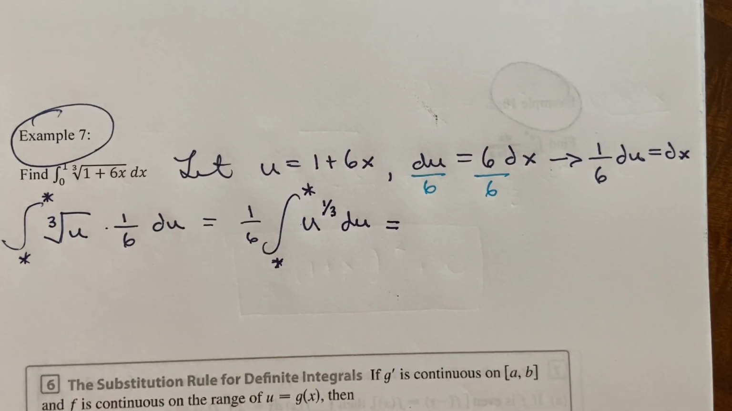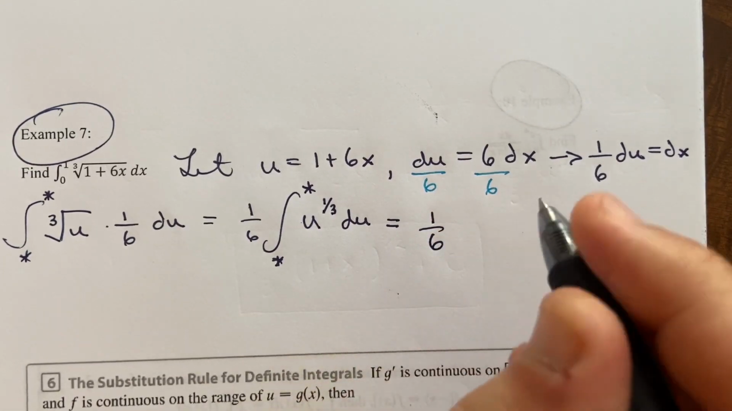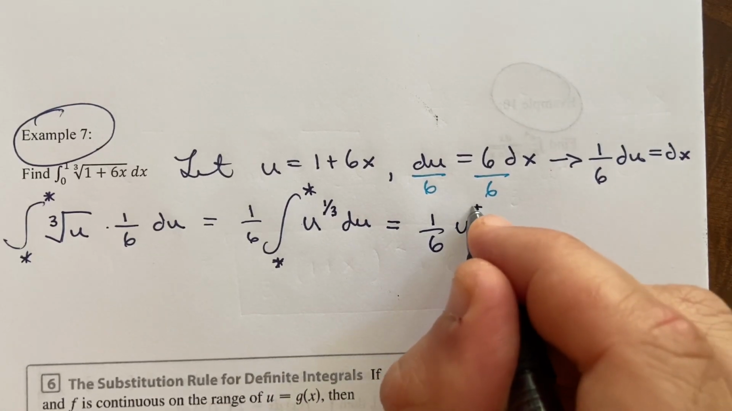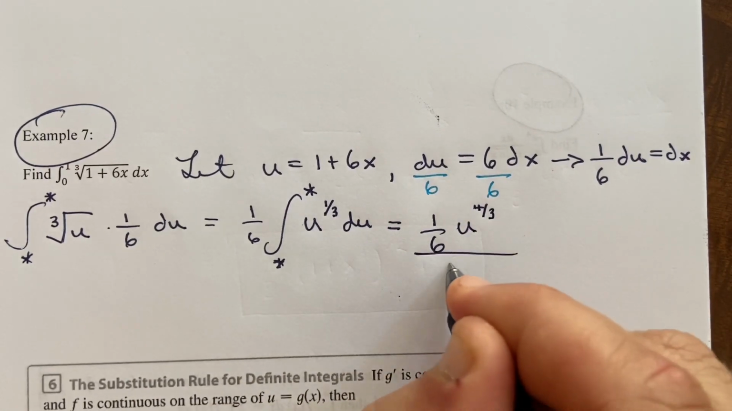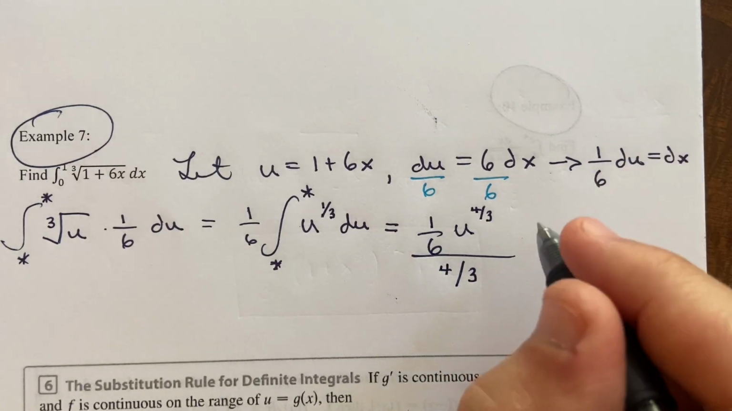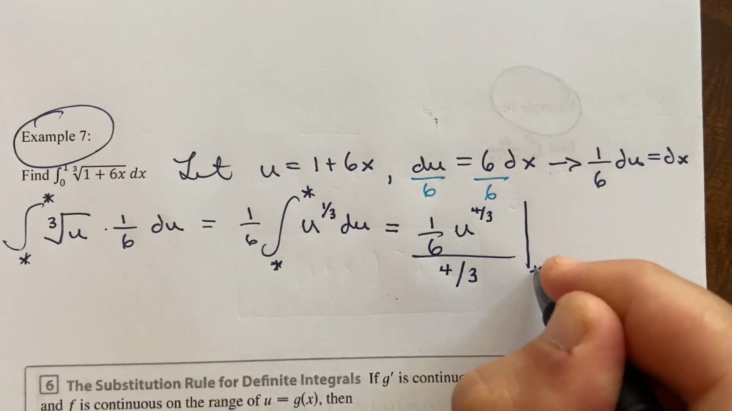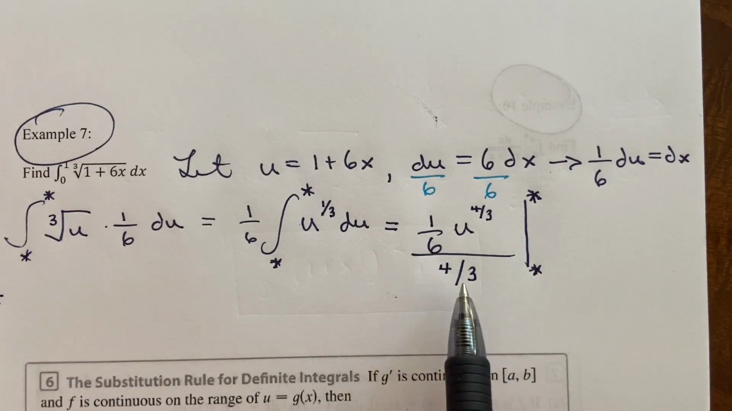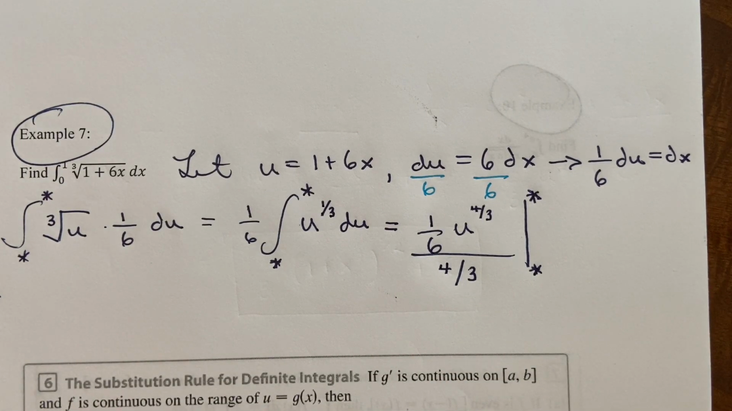This would now equal 1/6. I raise this power by 1, so I'm going to have u to the 4/3 divided by 4/3. I do not need a plus c. We're going to evaluate this at our limits, right? This is a definite integral. So let's clean this up a bit. So 1/6 divided by 4/3, what would that be? 1/4? No, let's see.